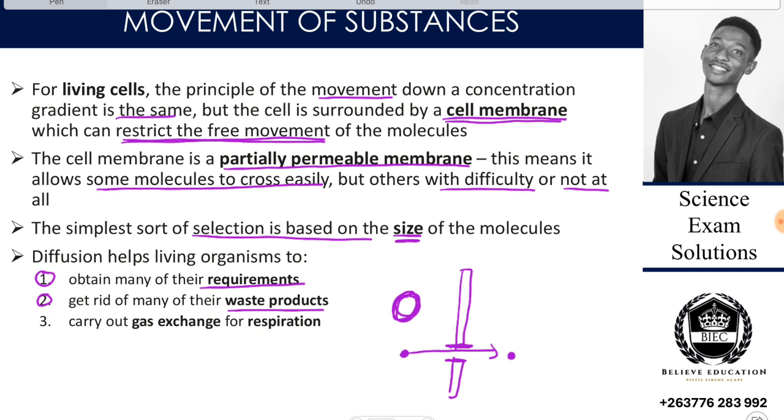And then also number 3, diffusion helps living organisms to carry out gaseous exchange or gas exchange. For example, in respiration, when a person breathes, for oxygen to enter their body, it is by diffusion. And for carbon dioxide to leave their body, diffusion also takes place.